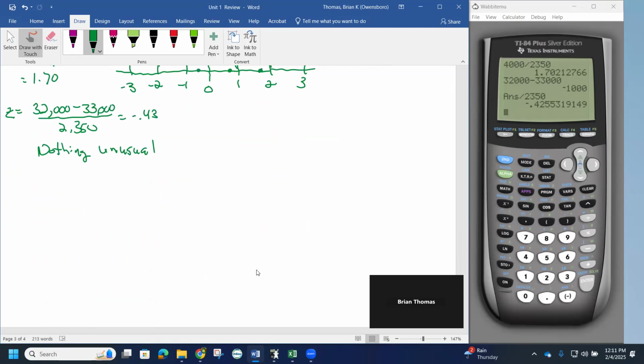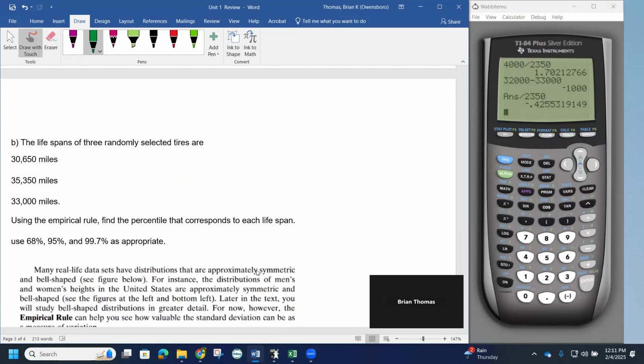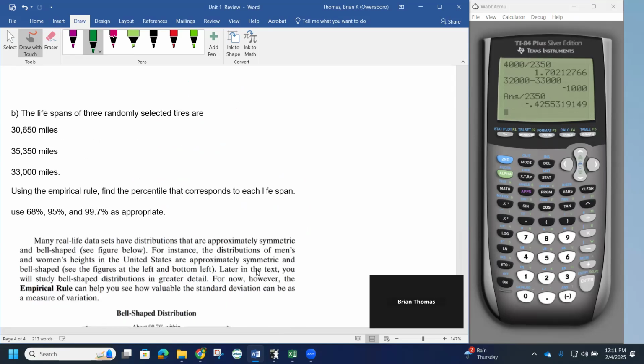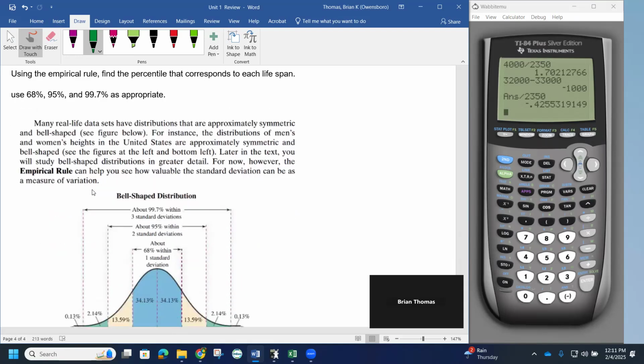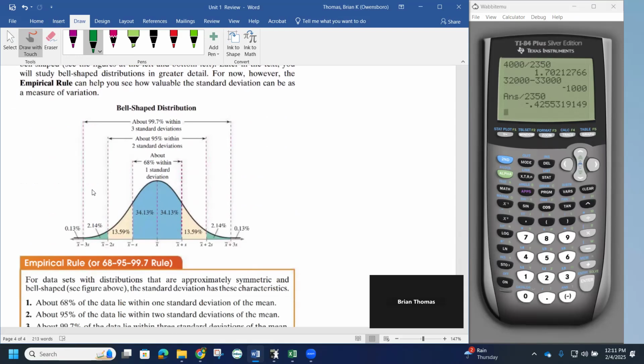Now, part B gets into the lifespans of three randomly selected tires: 30,650, 35,350 miles, and 33,000 miles. Use the empirical rule and find the percentile that corresponds to each lifespan. So remember, we have the 68%, 95%, and 99.7%. Remember, we have our bell-shaped curve that looks like this. So if we draw this out again, forgive my drawing here.